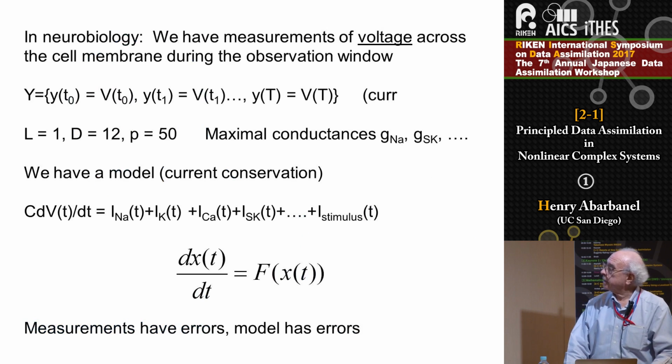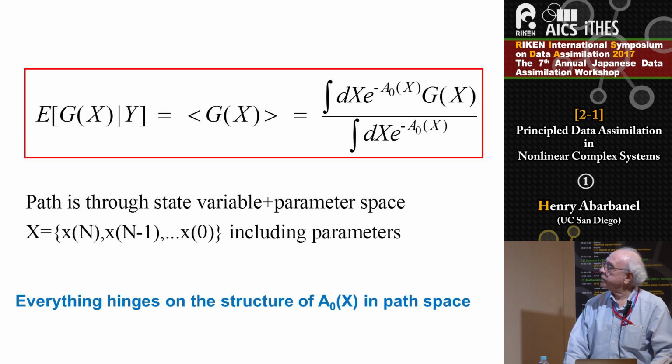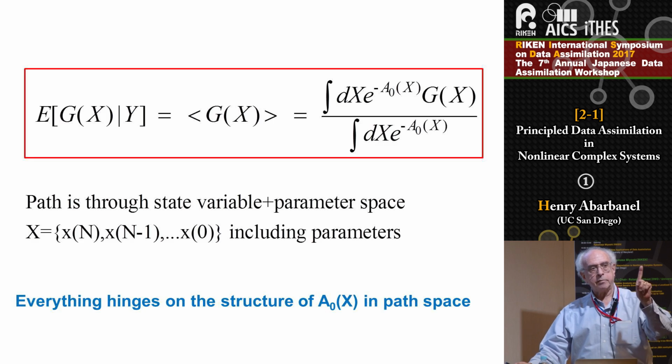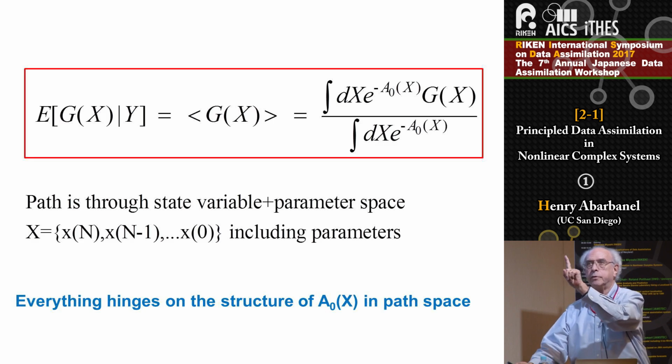All right, I repeated something here about the neurobiology. Here is the problem, and it says here, everything hinges on the structure of this action in path space. Capital X is not an individual state, but the state of the system as it moves through the measurement window.